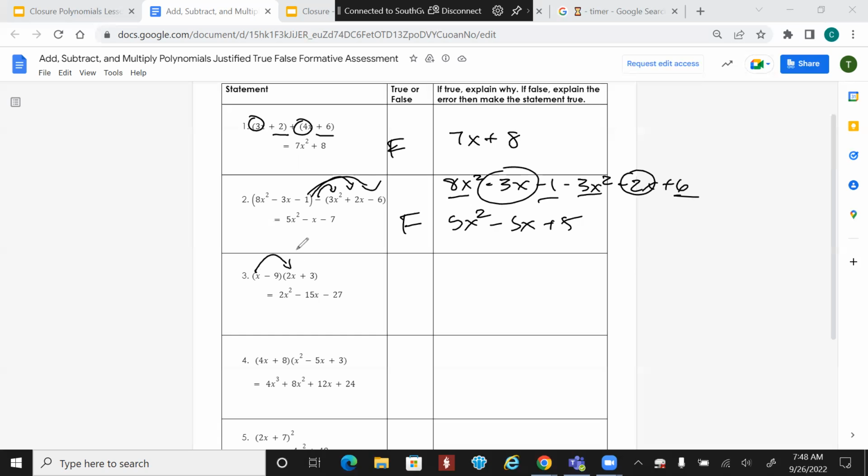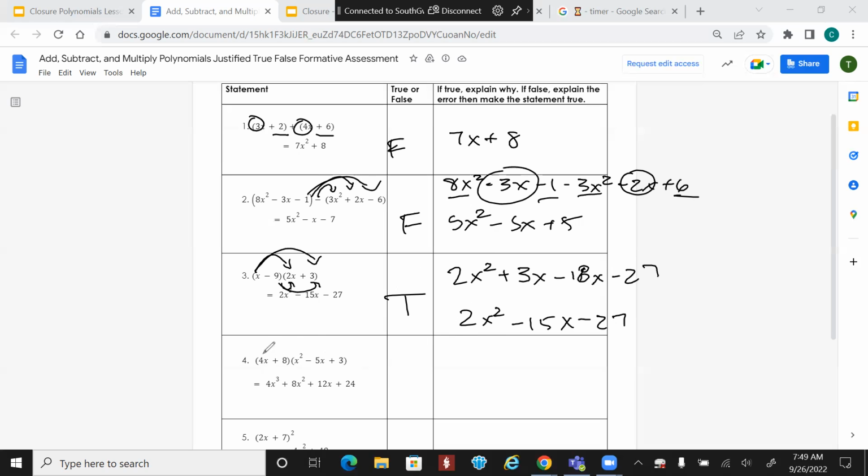We're going to multiply this one out, and we're going to distribute over here as well. When we combine our like terms, we're going to get 2x squared minus 15x minus 27. So that one's true.